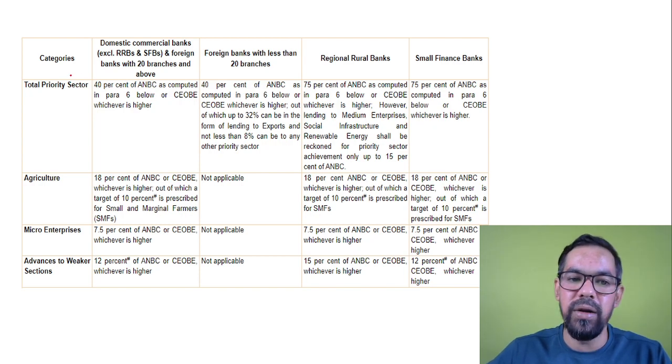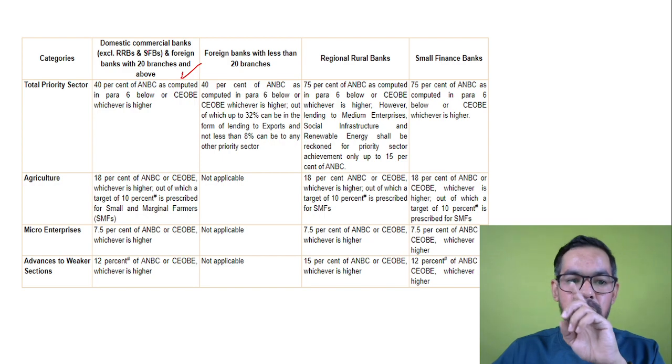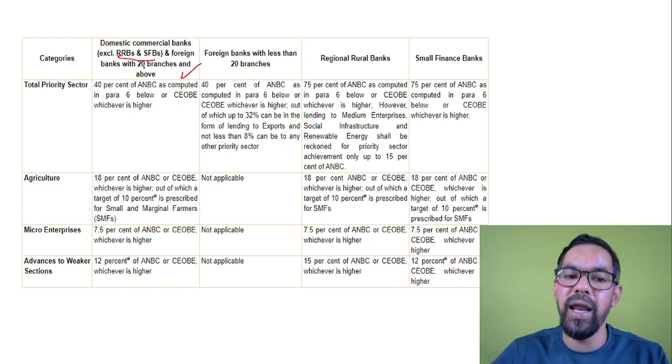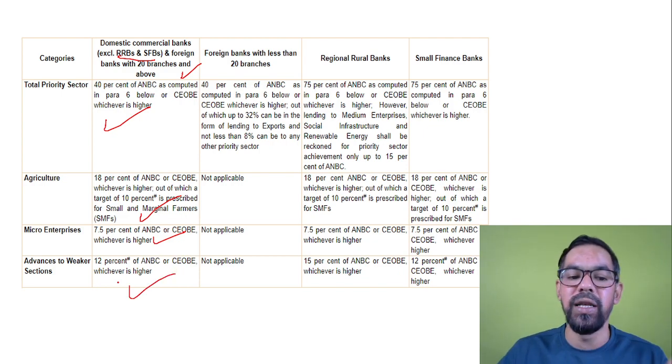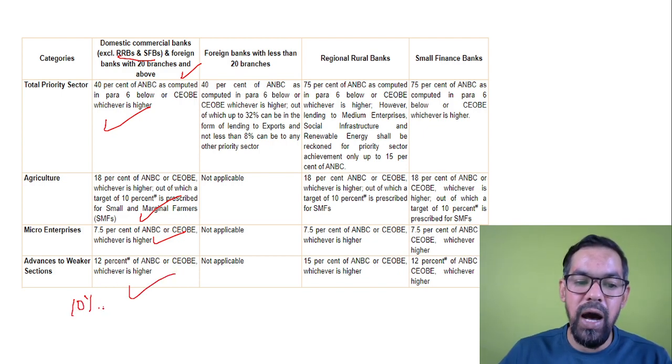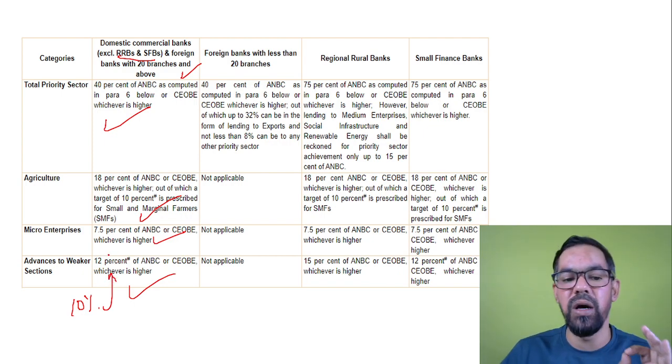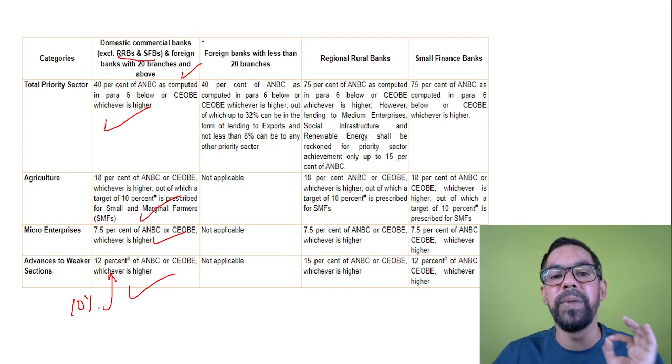Okay, so total priority sector for domestic commercial banks and foreign banks, this is excluding RRBs and small finance banks. It is 40% of their ANBC: 18% in agriculture, 7.5% micro enterprises, and 12% advances to weaker sections. Earlier it was 10%, now RBI has increased it to 12%. So these are the latest developments toward the PSL norms.